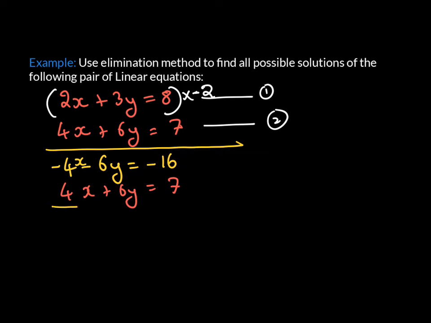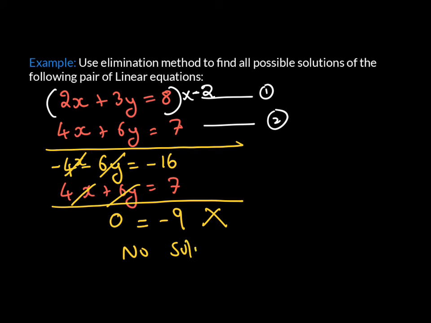Now add the two equations. -4x plus 4x cancels. -6y plus 6y cancels. So we end up with 0 equal to -16 plus 7, which is -9. And this is a false statement. 0 equal to -9 is a false equation. Therefore, we say that this pair of linear equations has no solution. Graphically, what does it mean? It means that the lines are parallel.